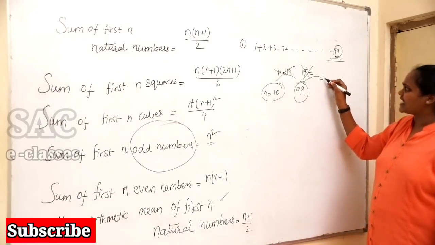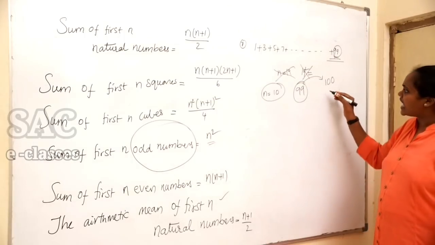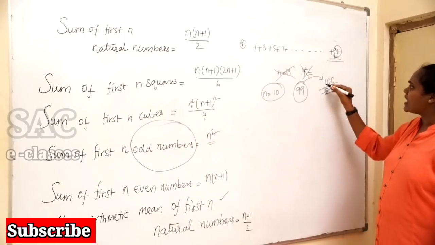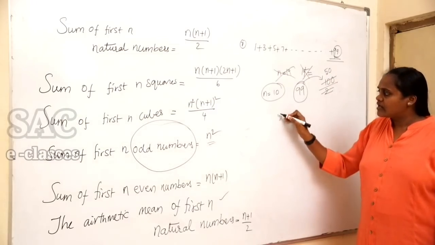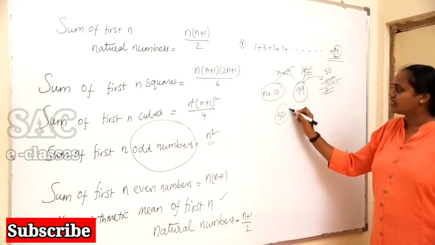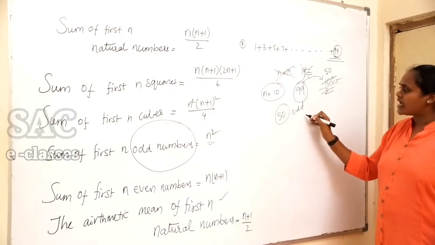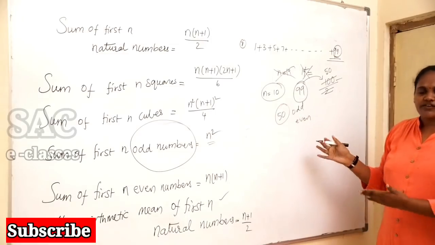99 is the nearest even natural number you have to take, that is 100. In 100 natural numbers, half of the numbers are odd and half are even. Half of 100 is 50, so 50 are odd as well as 50 are even. In this way we can find out.